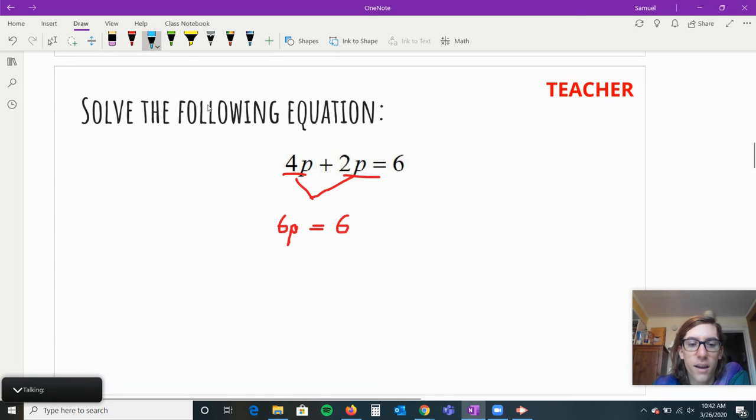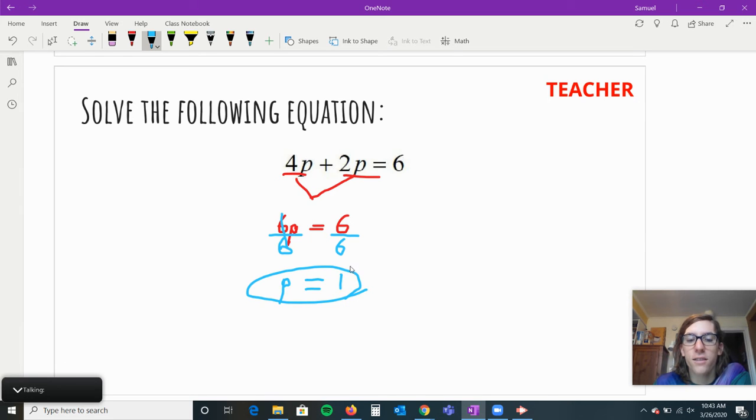So we could say, all right, how do I solve this? Inverse operations, right? That's what we talked about yesterday. Opposite of multiplying by 6 would be dividing by 6. And whatever I do to one side, I have to do to the other, right? So we've got 6 over 6, which makes one whole. And so now we have p is equal to 1, right?